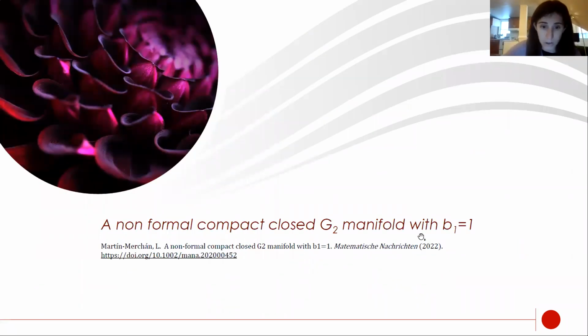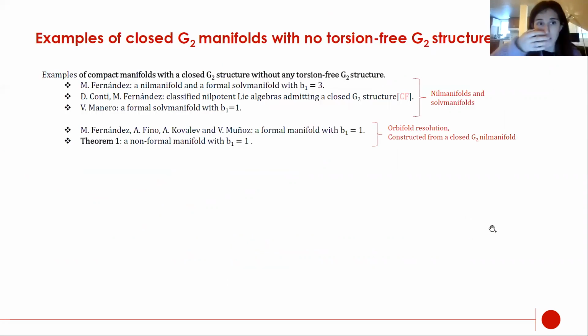Now I'm going to focus on question 1, which was whether a simply connected closed G2 structure should be almost formal. And I said that the answer is negative for first Betti number equal to 1 instead of being simply connected. So the examples of closed G2 manifolds with no torsion-free G2 structure that we have up to now can be subdivided in 2 types.